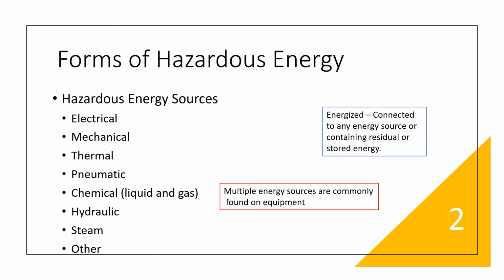Once again, we think about power only, but it's not uncommon to have power, clean, dry air. You could have nitrogen, depending on the process. So it can have multiple forms of hazardous energy. So let's go through a few of them. We have electrical, mechanical, thermal, pneumatic, chemical, both in the liquid and gas state, hydraulic, steam, and then the catch-all category of other. Sometimes things just don't fall in the nice, neat categories in life.